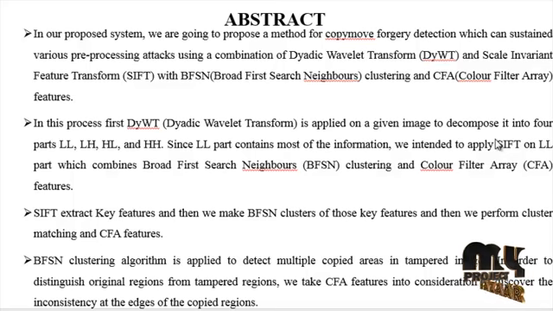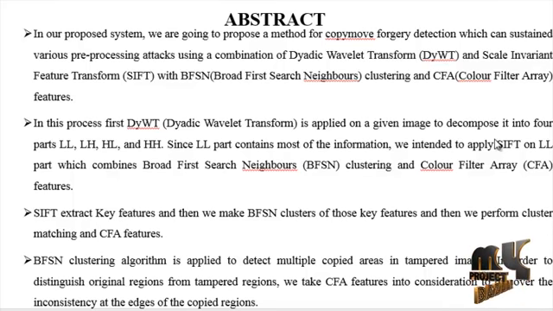Let us discuss the abstract of the product. In our proposed system, we are going to propose a method of copy-move forgery detection, which can sustain various pre-processing attacks using a combination of DyWT, that is the dyadic wavelet transform, and scale invariant feature transformation, that is SIFT feature extraction, with BFSN, that is breadth first search neighbors clustering, and CFA. This CFA means color filter array feature. So these are the main important processes in the proposed system.